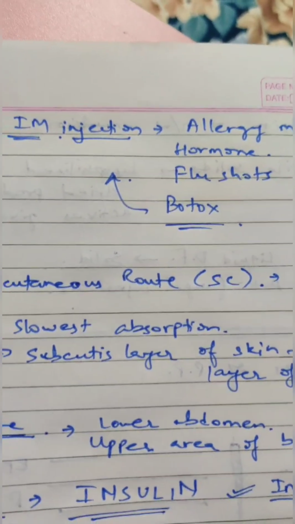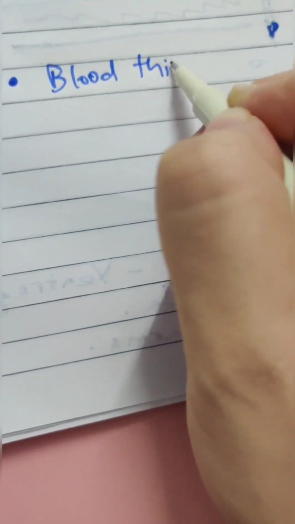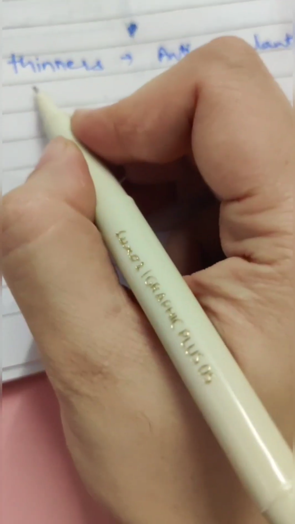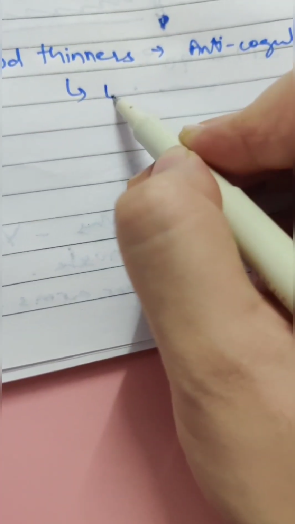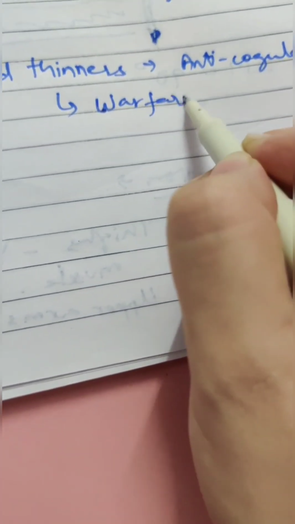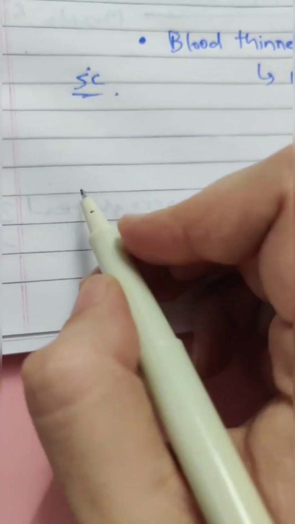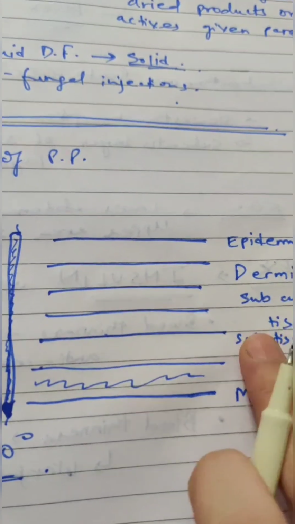Okay, so the next example is blood thinners, that is anticoagulants used to dilute the blood. So parenterally इसका एग्जाम्पल हम याद कर सकते हैं, that is warfarin is a very common example, जो कि ब्लड क्लॉट्स डिज़ोल्व करने में यूज़ होता है. So it is given by the SC route.